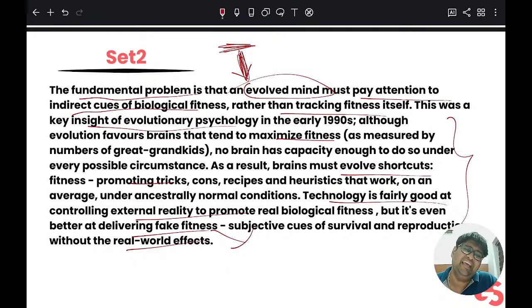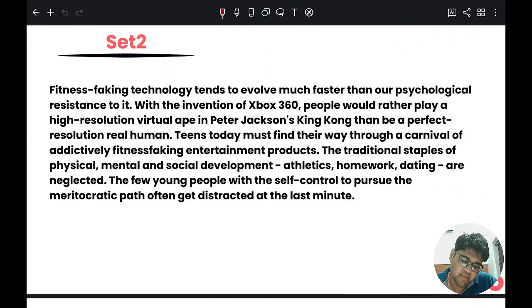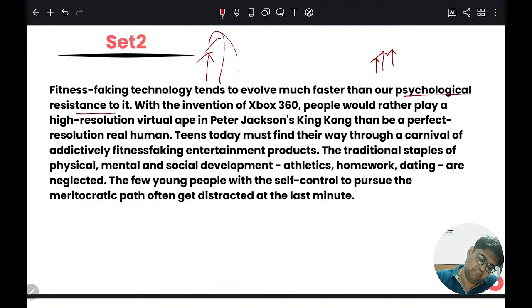Why? Because they are not paying attention, they are running behind shortcuts. Okay, fine. Fitness-faking technology tends to evolve much faster than our physiological resistance to it. Our physiological resistance evolves like this. Fitness-faking technology makes huge leaps. So it is evolving faster.